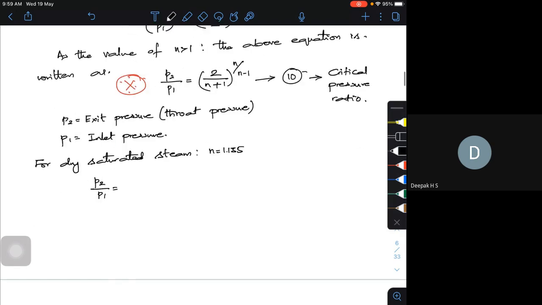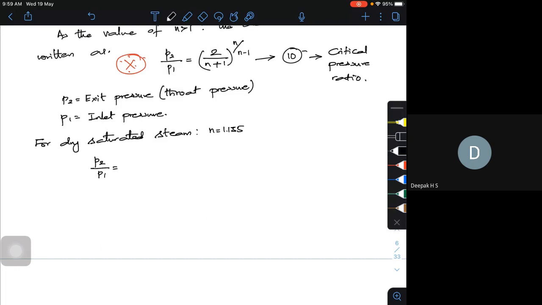Now P2 by P1 will be 2 by 1.135 plus 1, whole to the power of 1.135 divided by 1.135 minus 1. If I substitute everything in the calculator, 2 by 2.135, I am getting around 0.58. So the pressure ratio P2 by P1 is around 0.58.